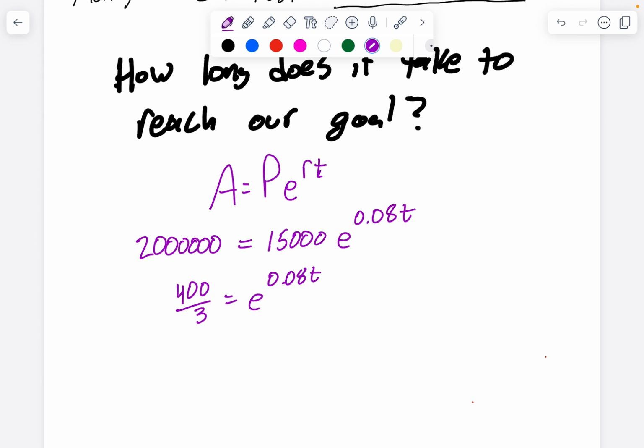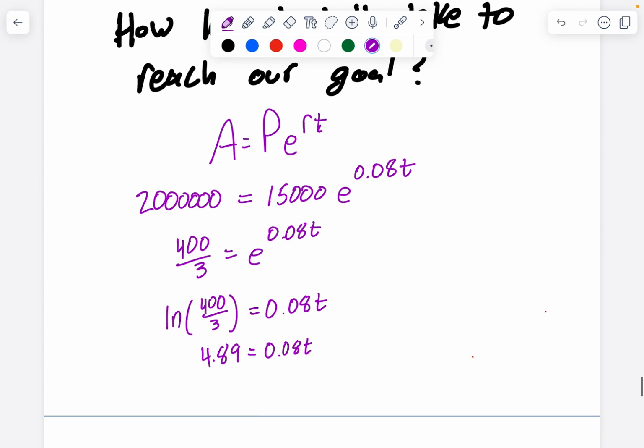From here, we need logs. The base of our logarithm is the base of our exponent. So our base of our logarithm is e. But we don't write log base e. We're going to write ln. The natural log of 400 over 3 is equal to 0.08 t. So we're going to take the natural log of 400 over 3. That's 4.89. And that's equal to 0.08 t. Then our last step, we'll divide that by 0.08, and we get 61.16.